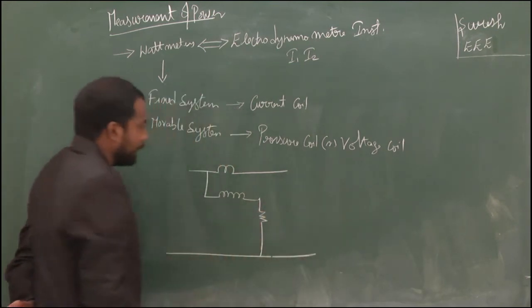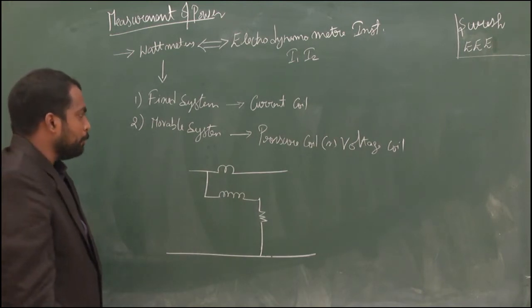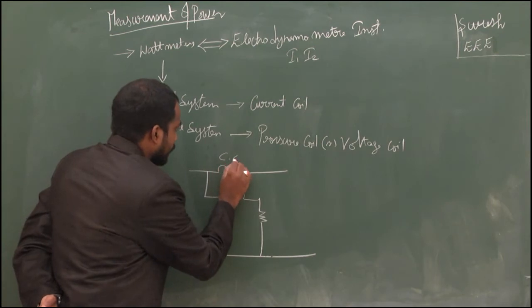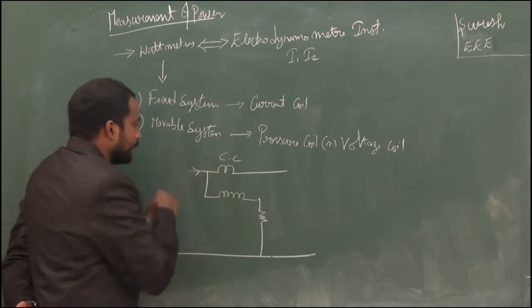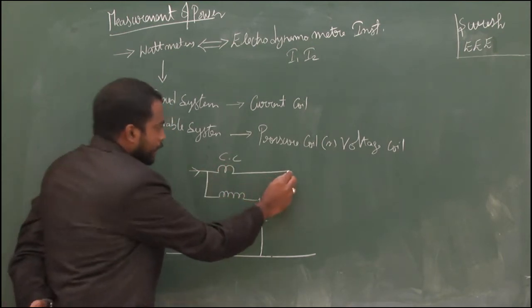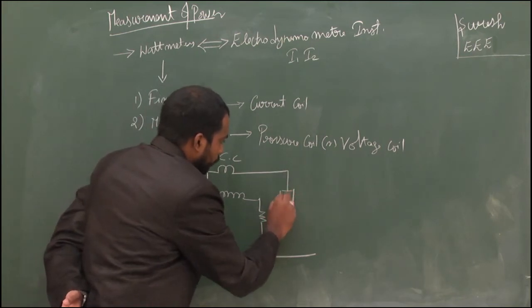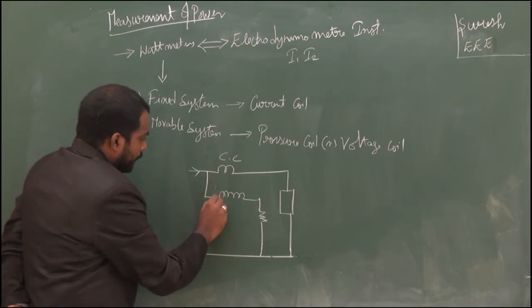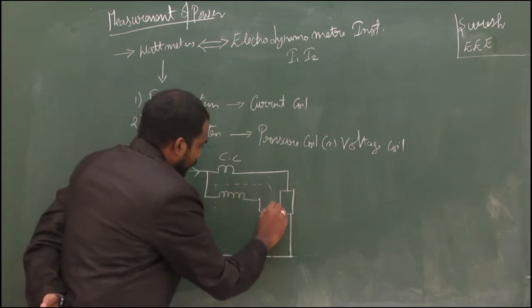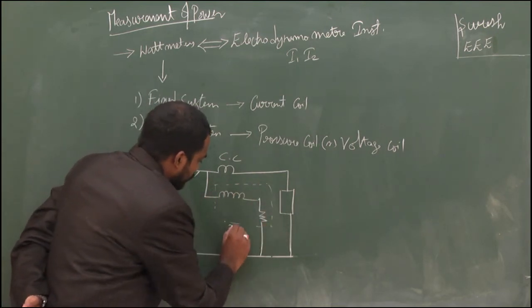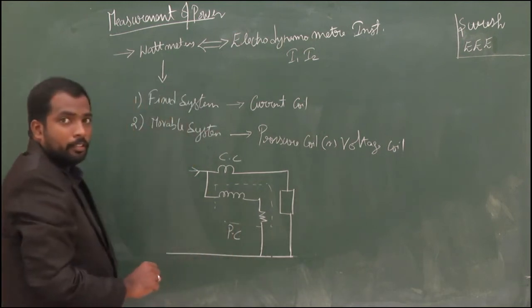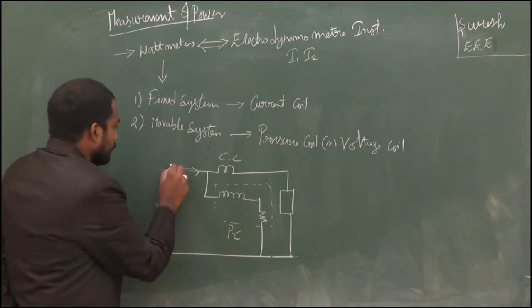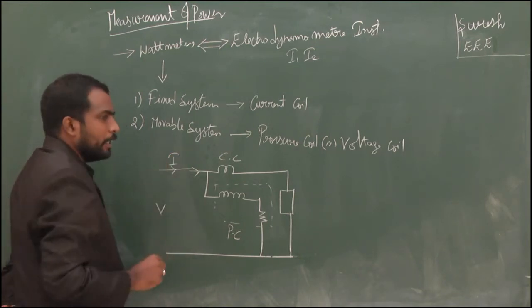This is the construction of a simple wattmeter, where this is the current coil, which is connected in series to the load, and this is your pressure coil, which is connected in parallel with your load. This is the input voltage, and this is the total input current.